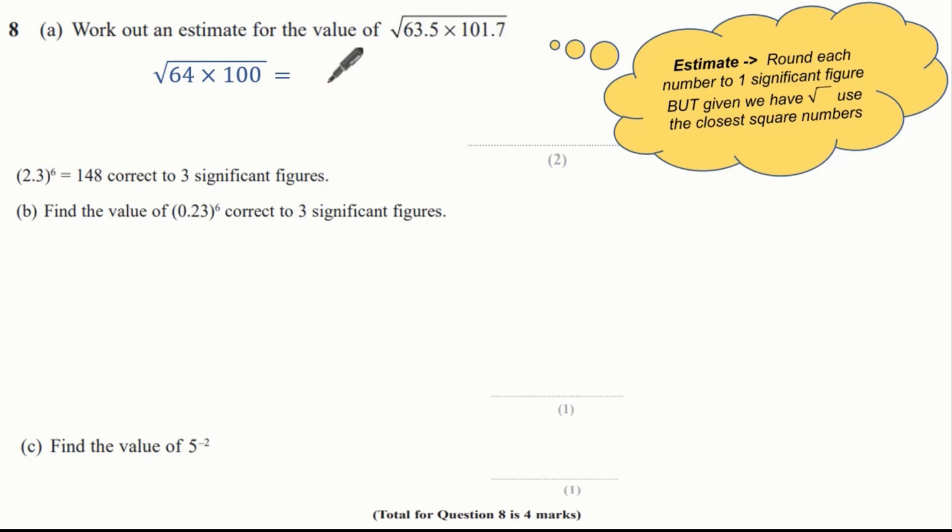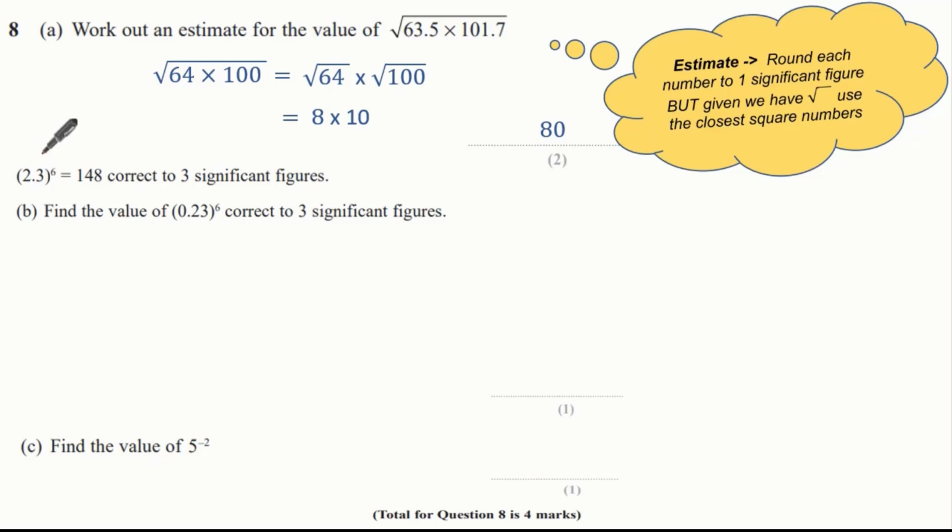Well, using our laws of surds, I know that this is equal to the square root of 64 multiplied by the square root of 100, which is 8 times 10, which gives me an answer of 80. This is probably the easiest way in which you can get a solution. However, it is important to note that the mark scheme does allow any answer in between 75 and 81 as long as you've shown your working out clearly and correctly. Let's have a look at the next question.